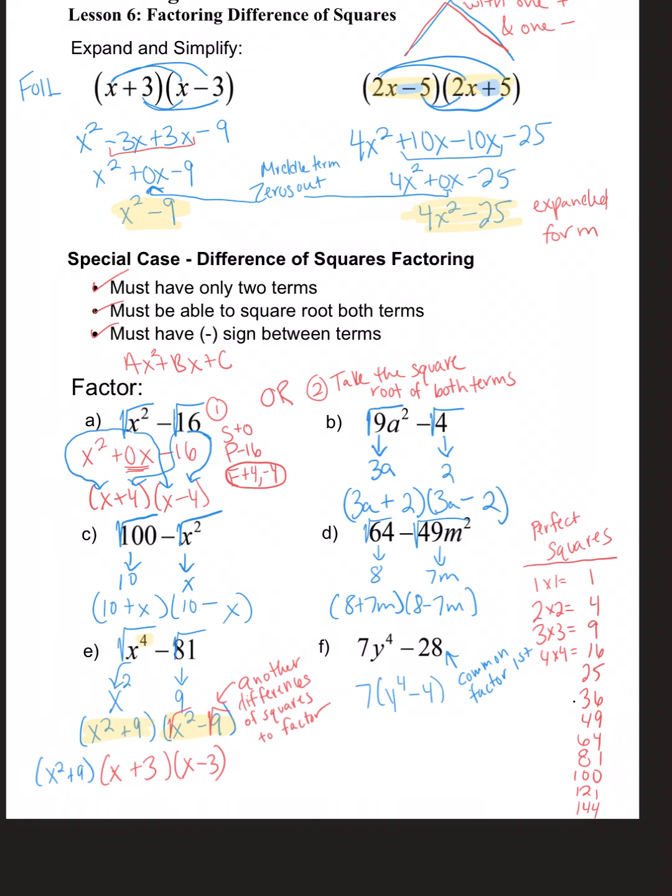Okay, now is y to the power of 4 a perfect square? Yep. And is 4 a perfect square? It is. So now I can factor using a difference of squares. So we're going to have y squared, and we're going to have 2. We'll leave our 7 outside. We can't lose that common factor. And then we'll have y squared plus 2, and we'll have y squared minus 2.